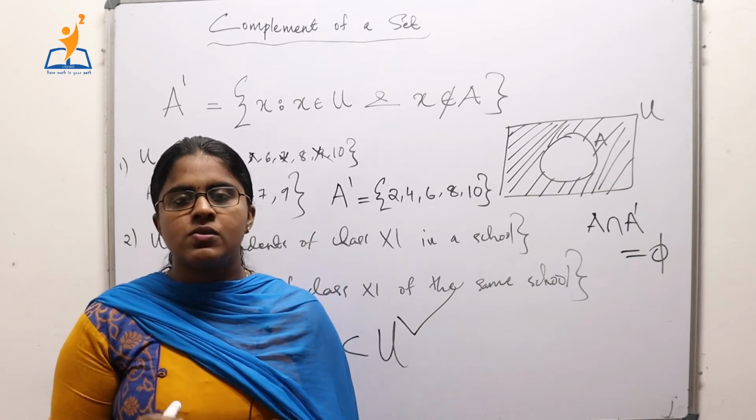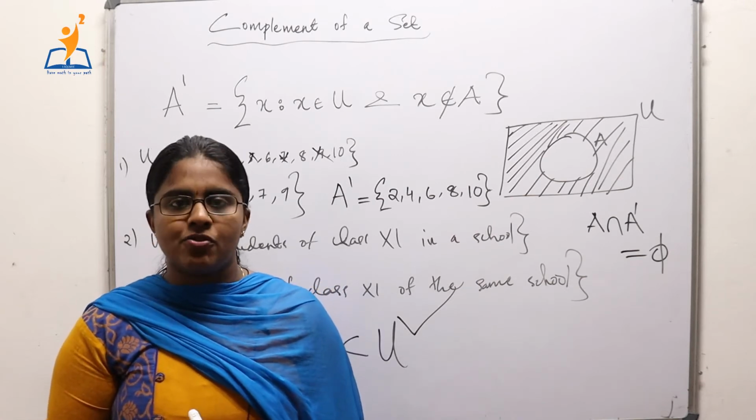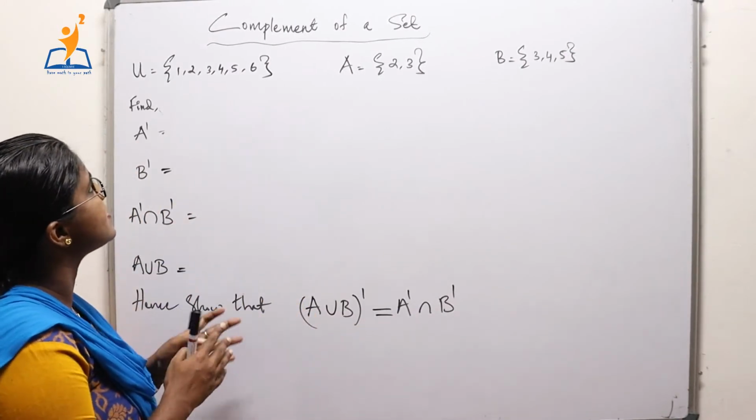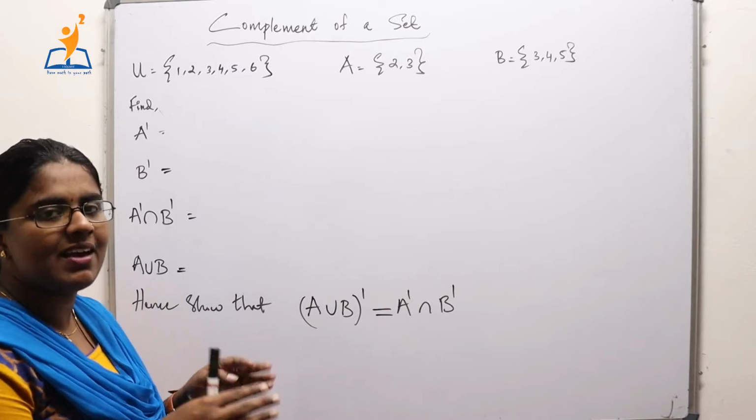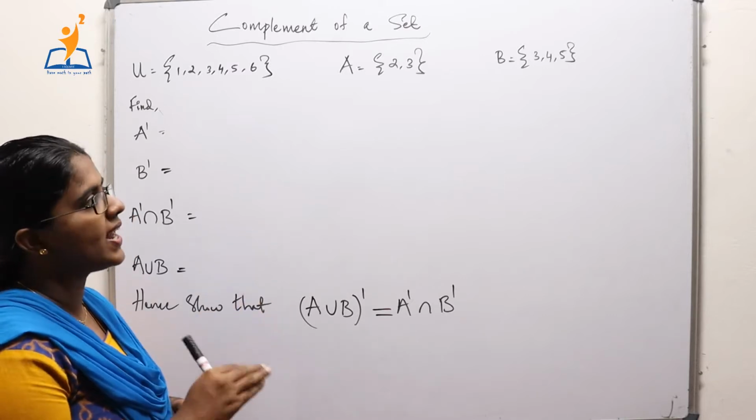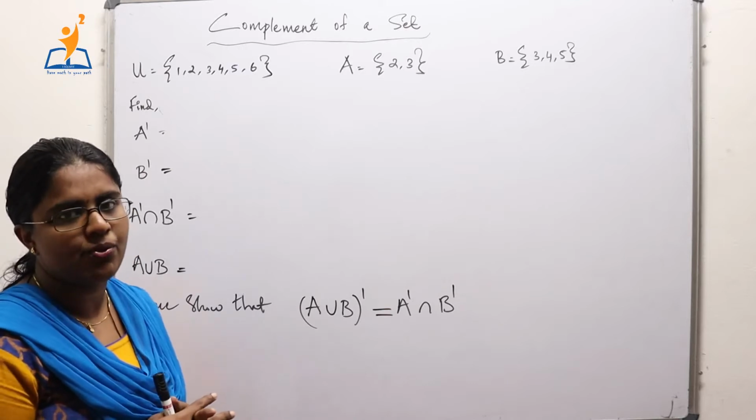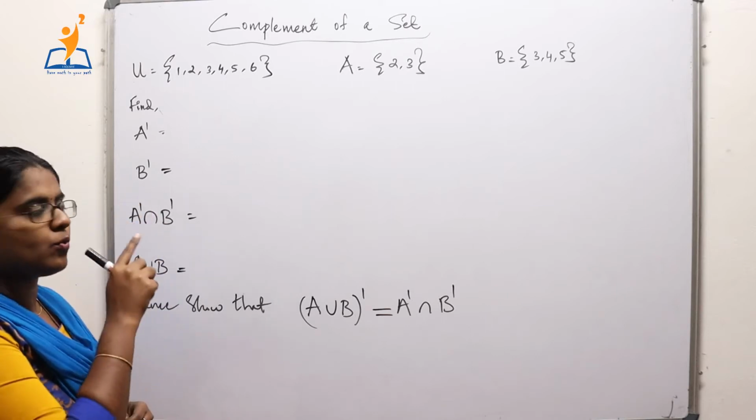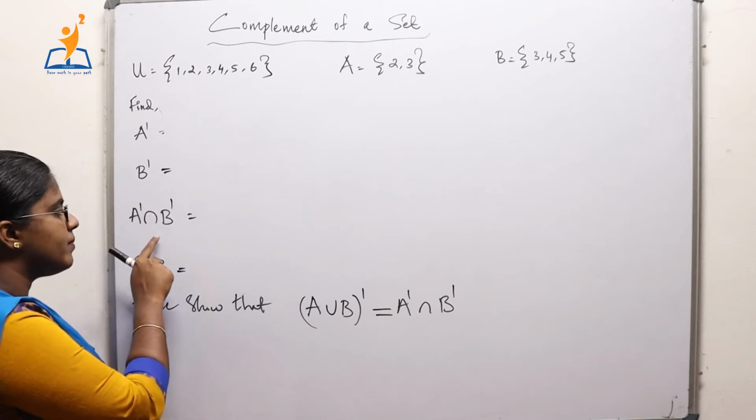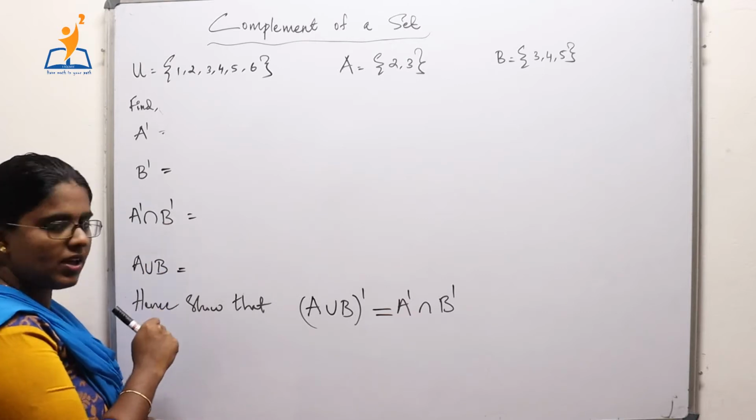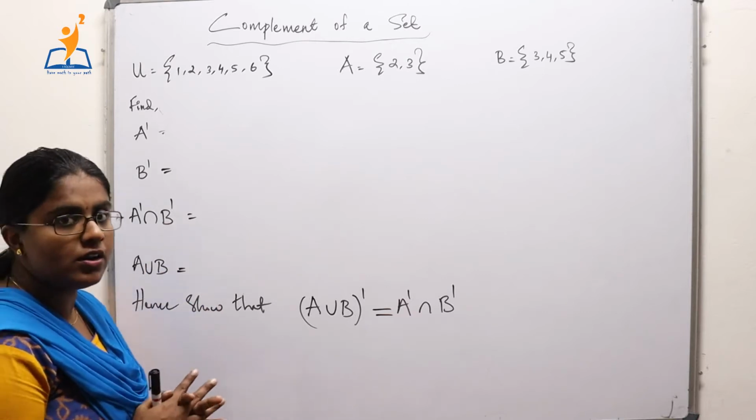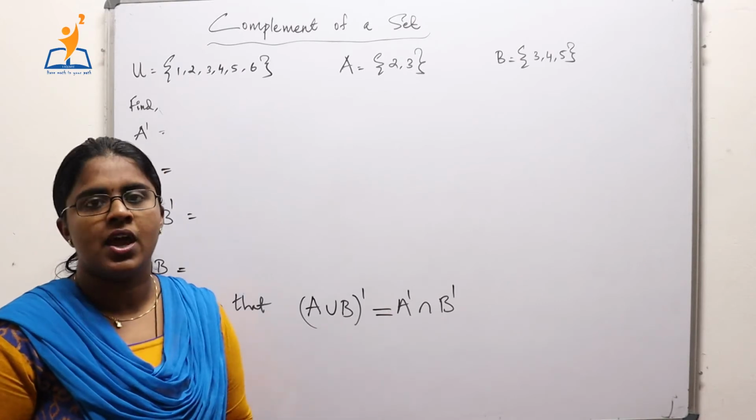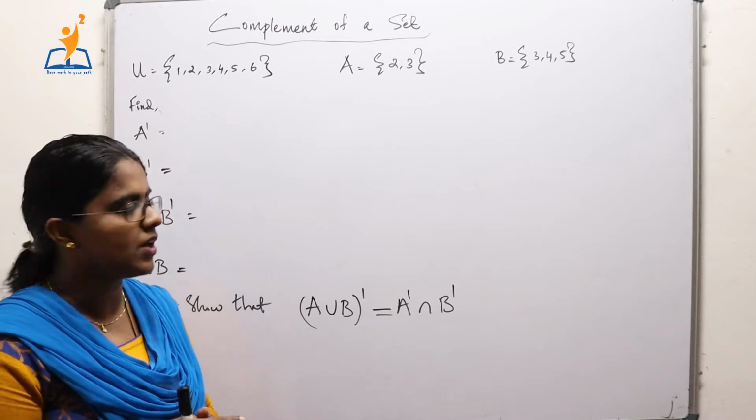Now we shall do some questions using complement of a set. Consider this example. We have universal set as the set of 1, 2, 3, 4, 5 and 6, A as set of 2 and 3, and B as set of 3, 4 and 5. Now we are asked to find A complement, B complement, A complement intersection B complement, A union B, and hence we want to show that A union B the whole complement is equal to A complement intersection B complement.